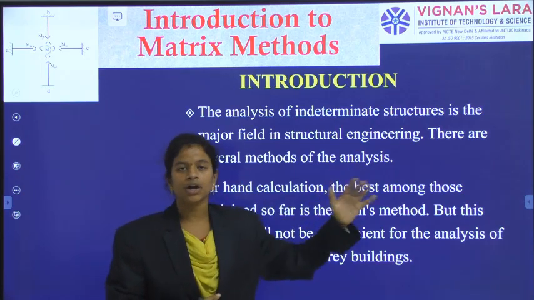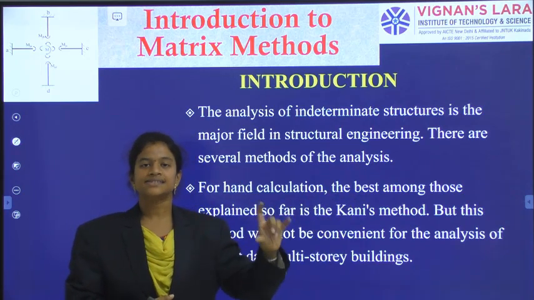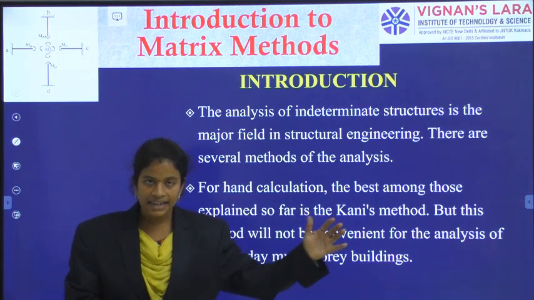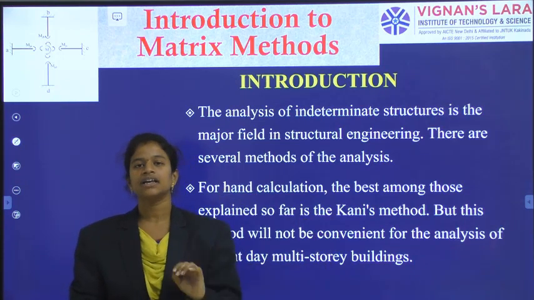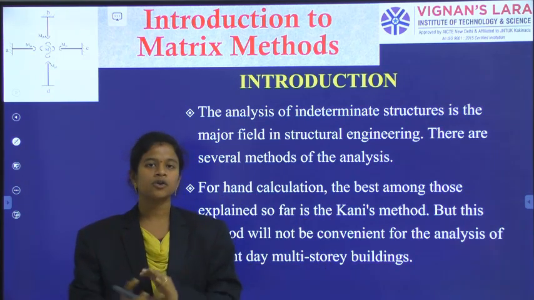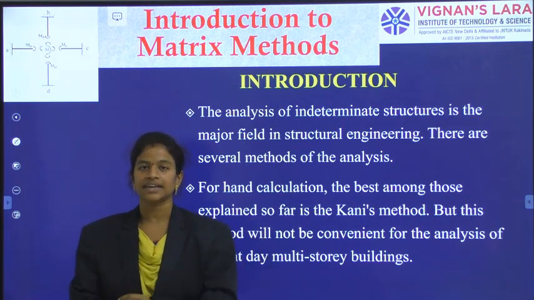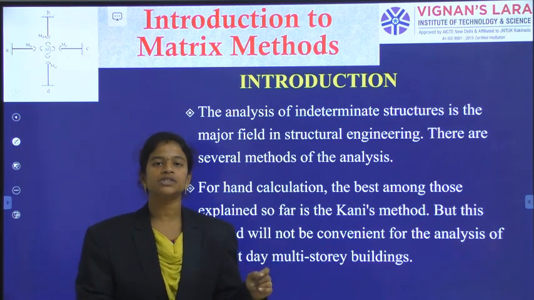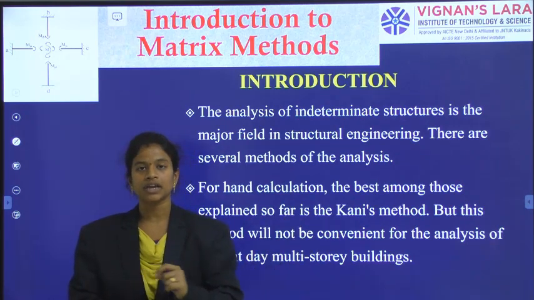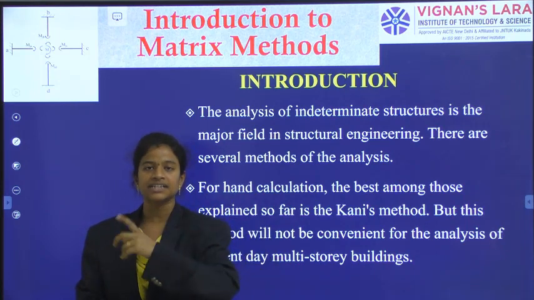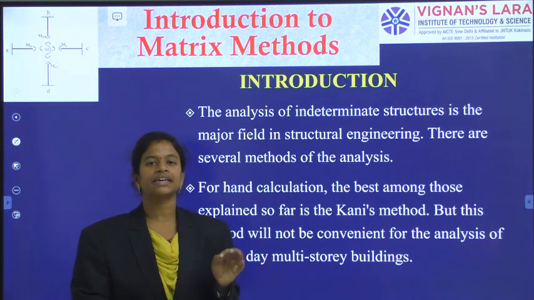So in this way, one structure has one method. And in a common way, we first started with the slope deflection method. That slope deflection method can be applicable for anything. And then we came to the moment distribution method. This moment distribution method also can be used for any indeterminate structure. And then we came to the Kani's method.